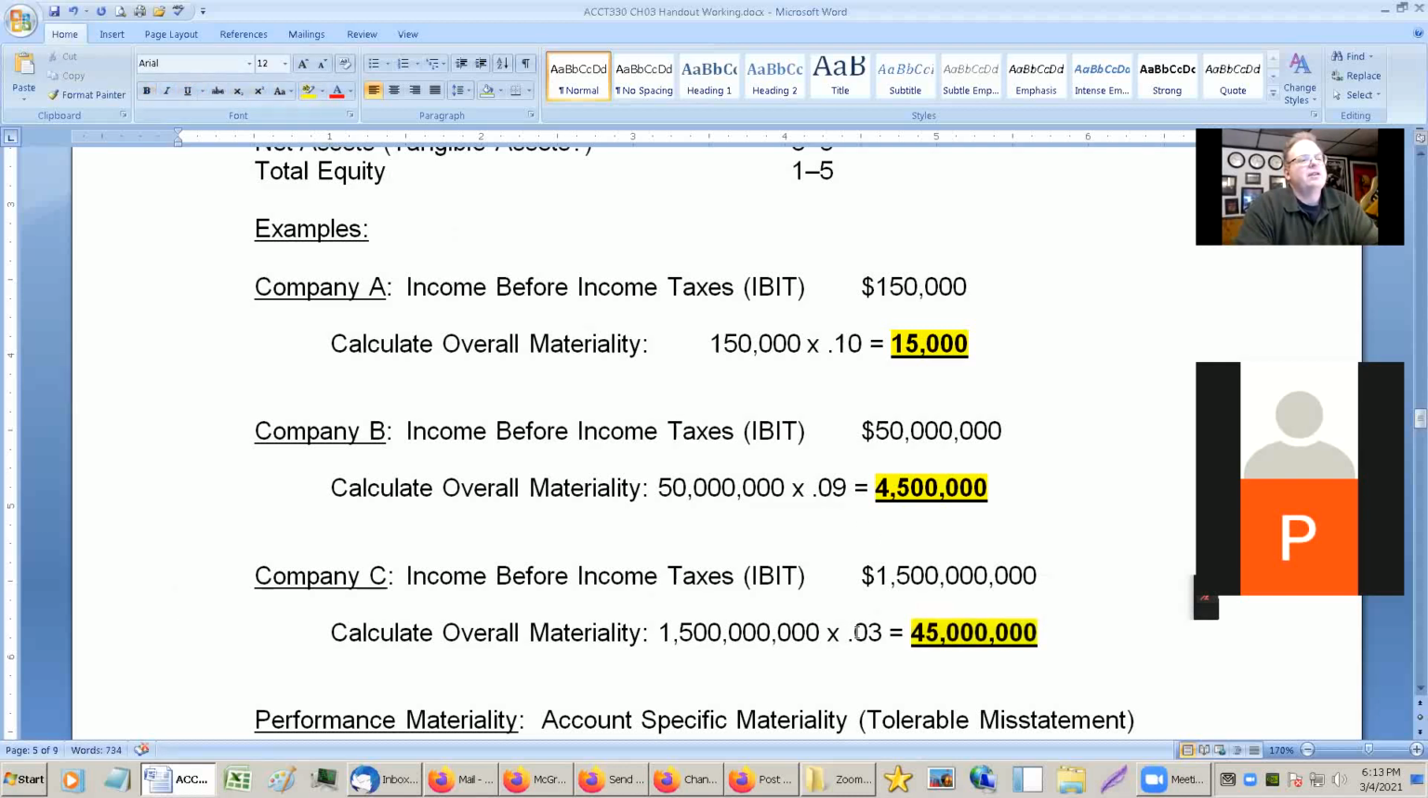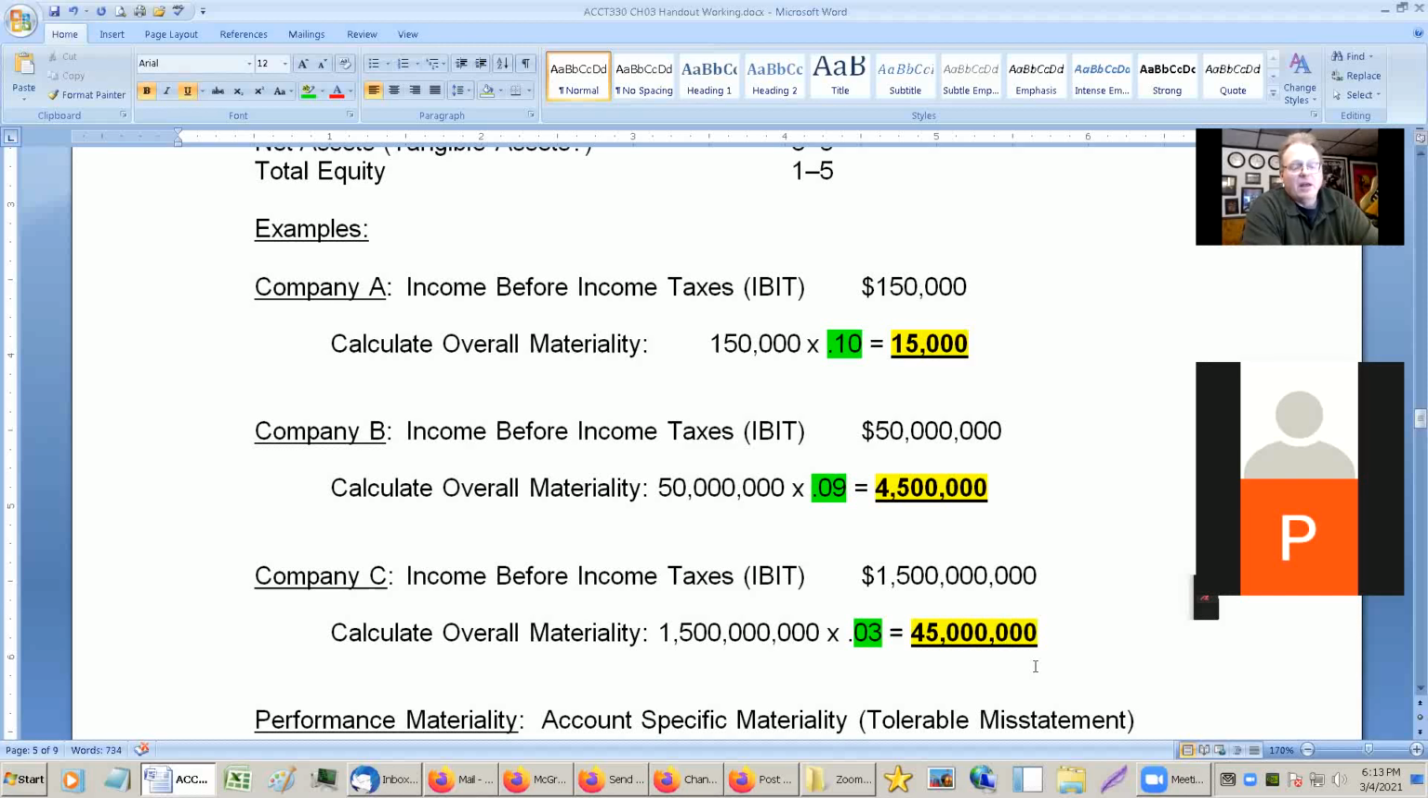So again, you can kind of see though that we hold the bigger companies to a kind of a tighter standard here, 3%, simply because the numbers are huge. You don't want to go into court saying that you missed a $45 million error, right? Because the companies have such huge dollar amounts, that's why we use a smaller percentage.